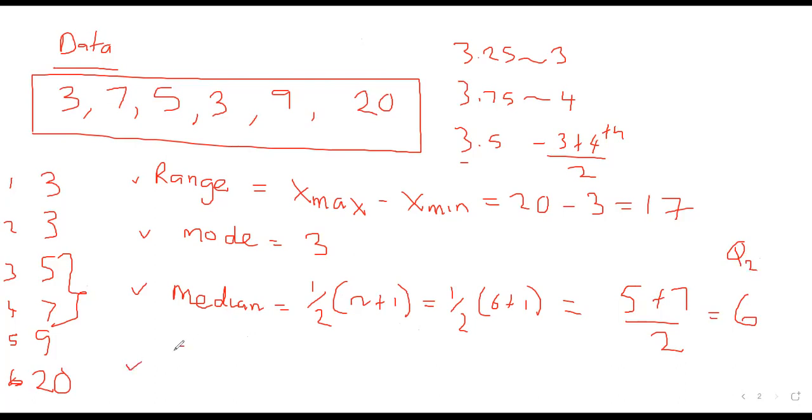So Q1 is called the lower quartile. Lower quartile is a quarter of n plus 1. So our n is 6. 6 plus 1 is 7. Then Q3 is 3/4 of n plus 1. So our n is 6. And our 1, when we add it, we get 7. So let's start: what is a quarter of n plus 1? What is a quarter of 6?